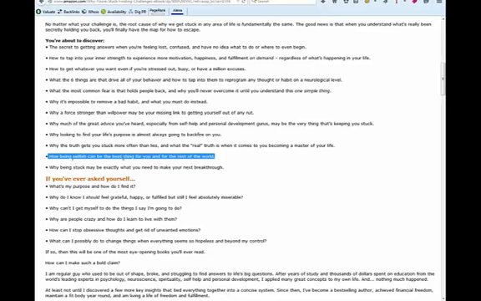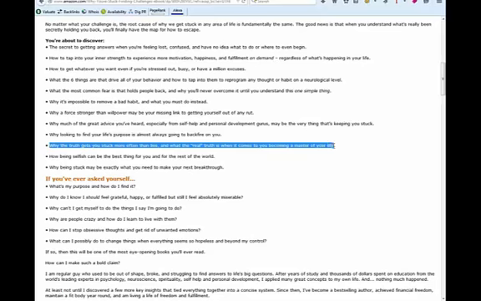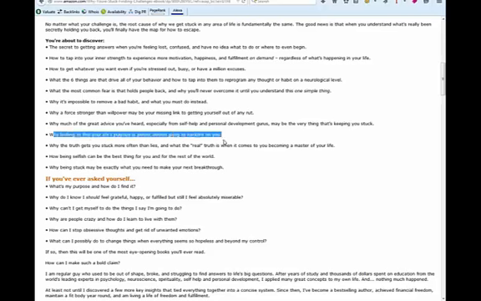How being selfish can be the best thing for you and the rest of the world. That's contrarian. Now, I don't actually literally say you need to only be selfish, but I talk about healthy boundaries and taking care of yourself in addition to other people. Why the truth gets you stuck more often than lies. What do you mean by that? How is that possible? Why looking to find your life's purpose is almost always going to backfire on you.